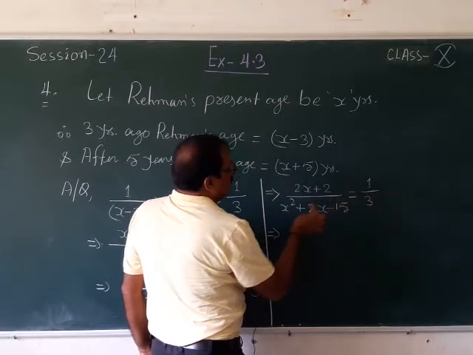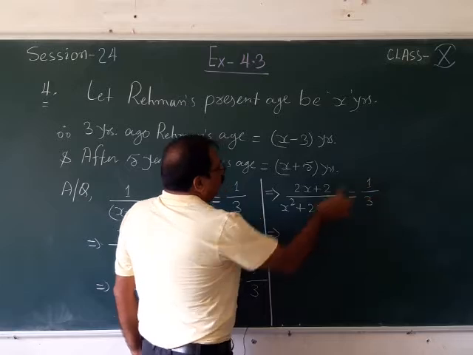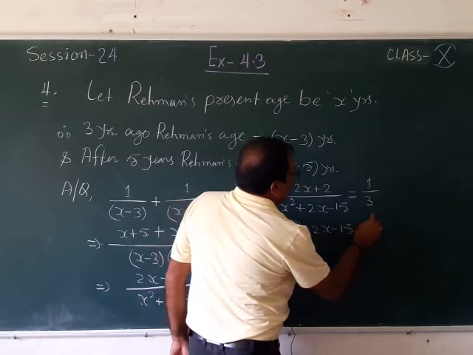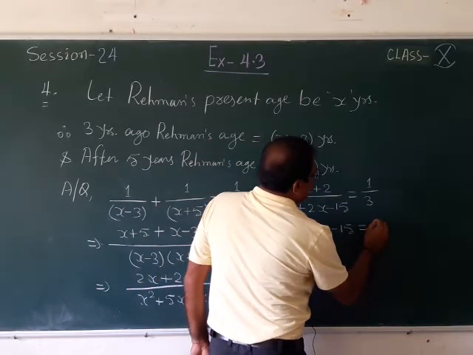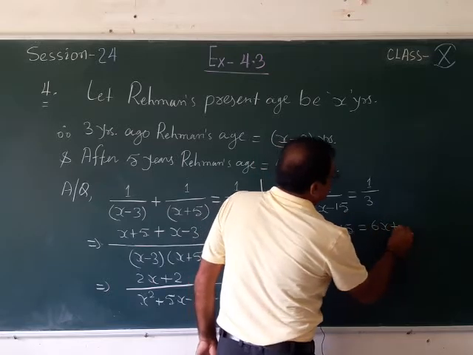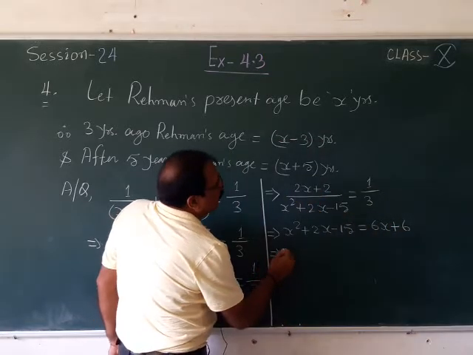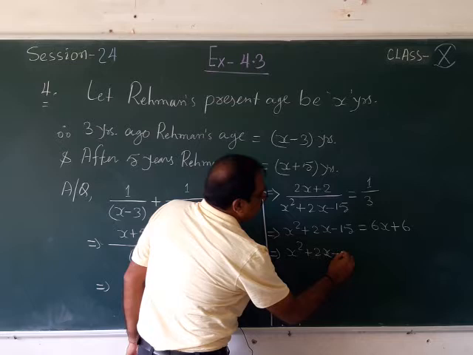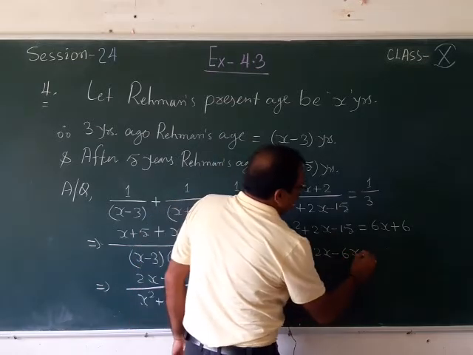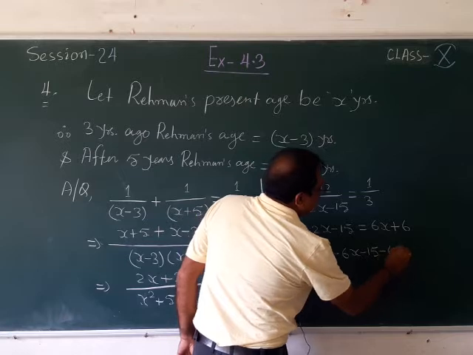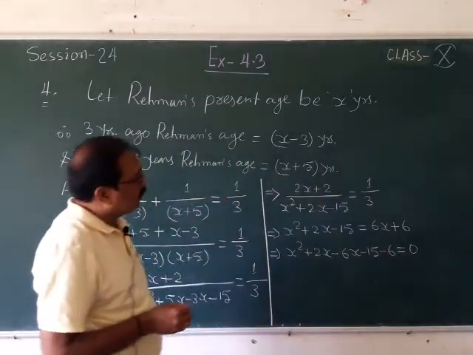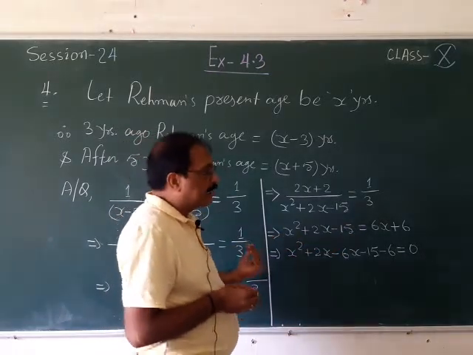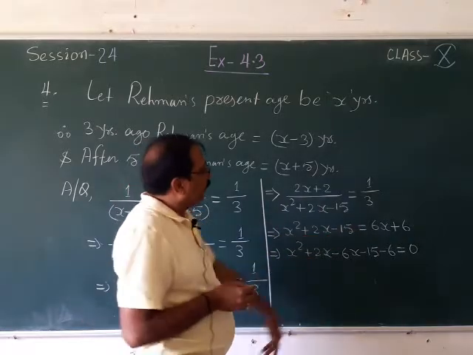After cross multiplication you will have, when you are multiplying 1 by x square, that is giving you x square plus 2x minus 15, and when 3 is multiplied by 2 it is giving 6x, and 3 times 2 plus 6 is giving 6 plus 6. Further you can write it x square plus 2x, and 6x is coming from right to left side, that means it becomes minus 6x. Now minus 15 I will write, then minus 6 I will write, and on the right side we are having 0 itself. So you have to transfer all the terms from right side to left side, so that you will have 0 at the right side.